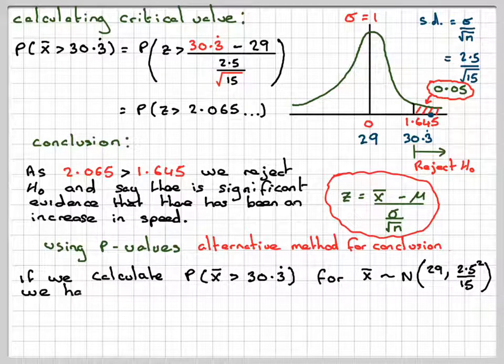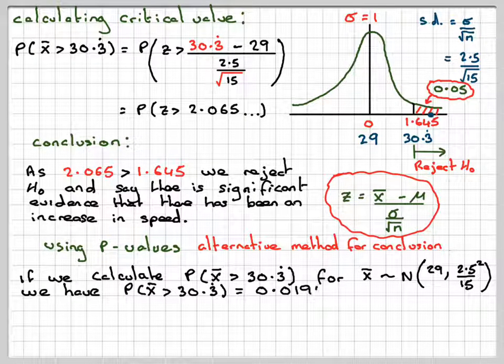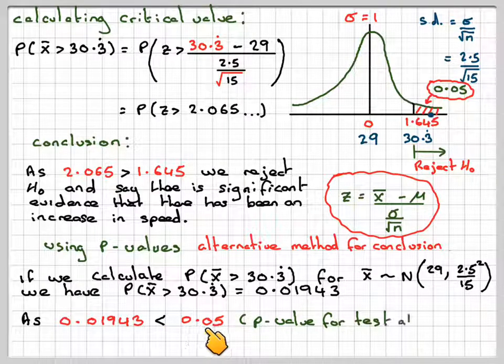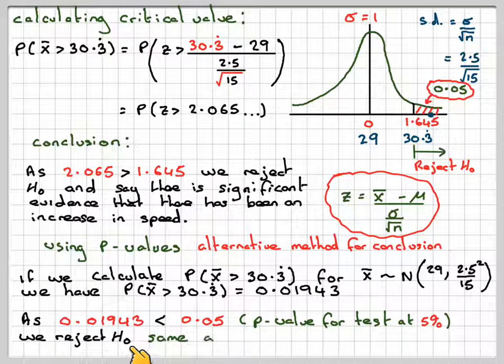So what we're saying there, 0.0194. Now, as 0.0194 is less than 0.05, this was the critical value for a 5% test, you reject H0 and get the same conclusion as before. So this is doing that with p-values. This is called p-values. It's an alternative method than using this.